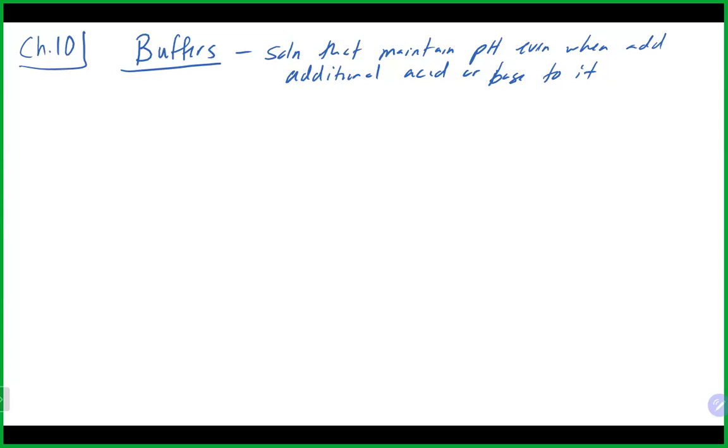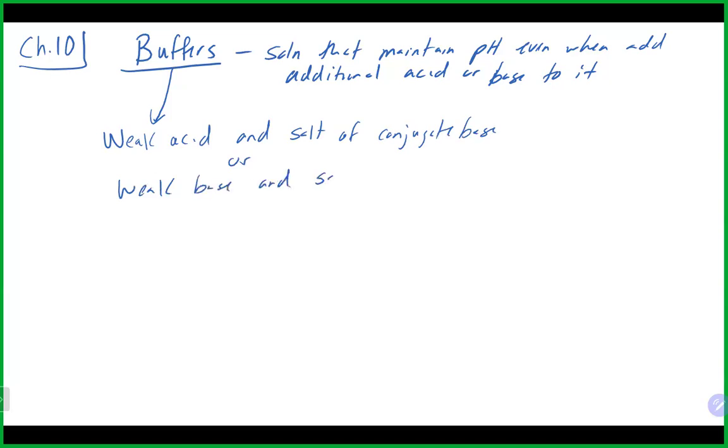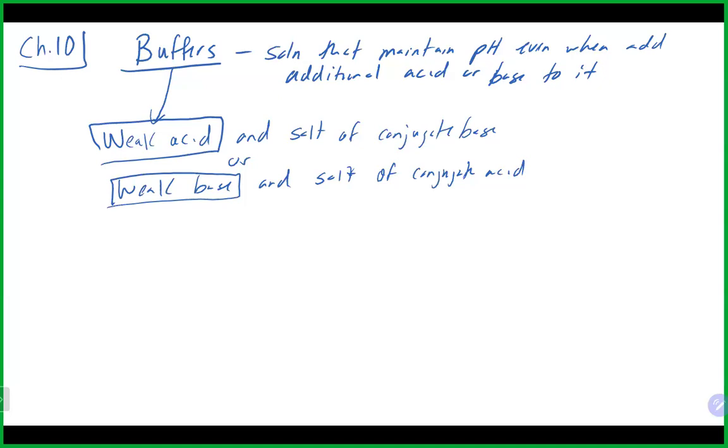And the way that a buffer is able to do that is what it is made out of. You can make a buffer out of one of two combinations: a weak acid and the salt of its conjugate base, or a weak base and the salt of its conjugate acid. You cannot, though, have a buffer made up of a strong acid or a strong base. It is because of these guys here, the weak acid or the weak base that you choose to make your buffer out of, because they are a weak acid or a weak base, they're basically a weak electrolyte, as we've talked about.